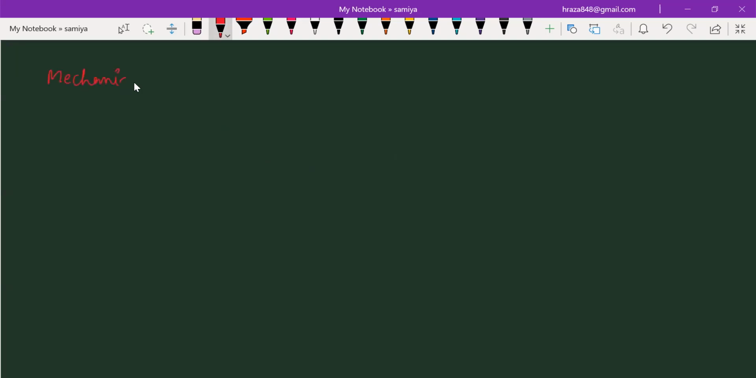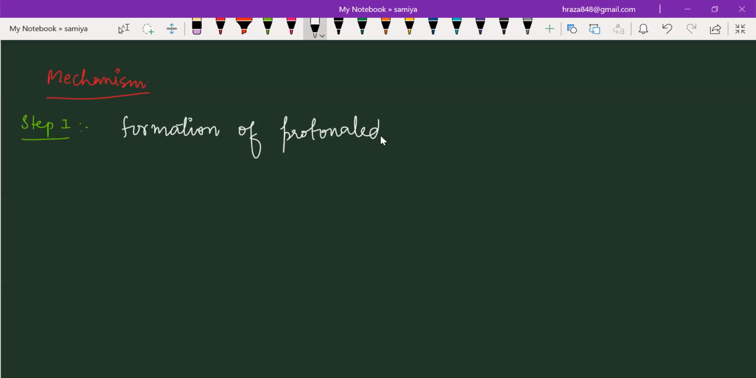So see, this mechanism has three steps, and we will learn step by step. So in step one, what happens here? I'm going to write it and then explain it. Formation of protonated alcohol. What does this mean? We are going to react alcohol with proton.